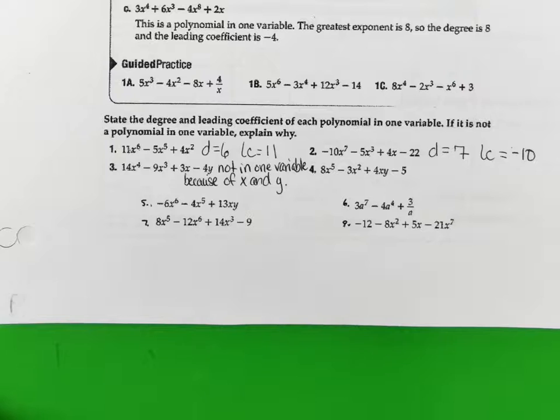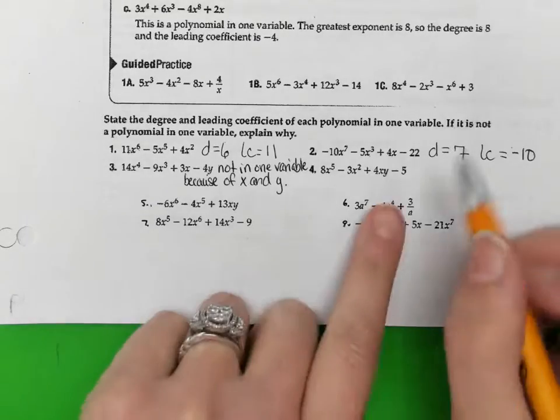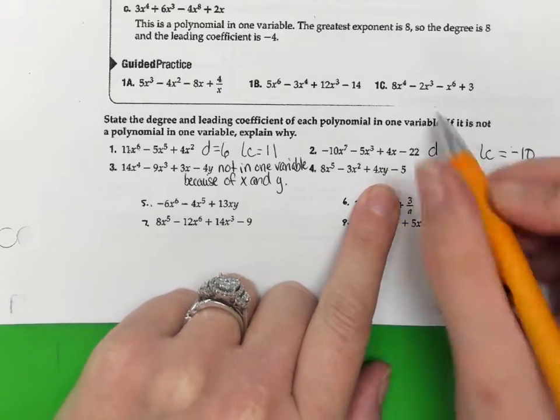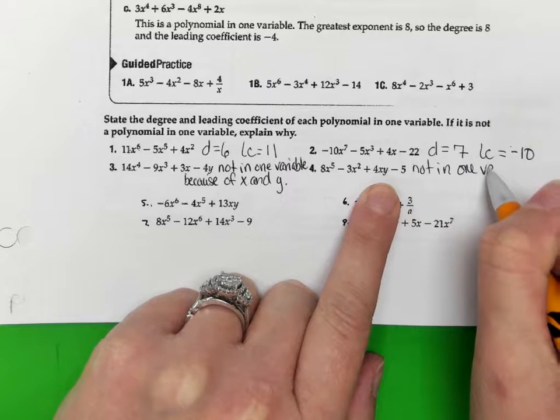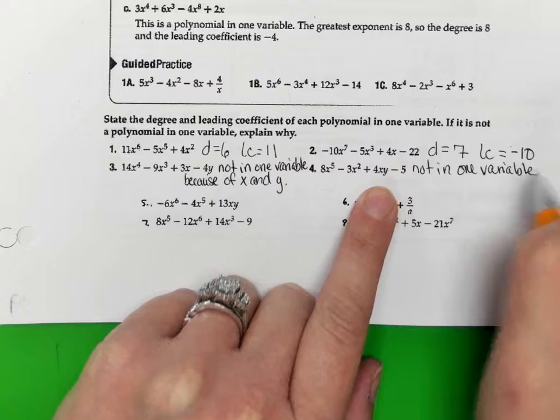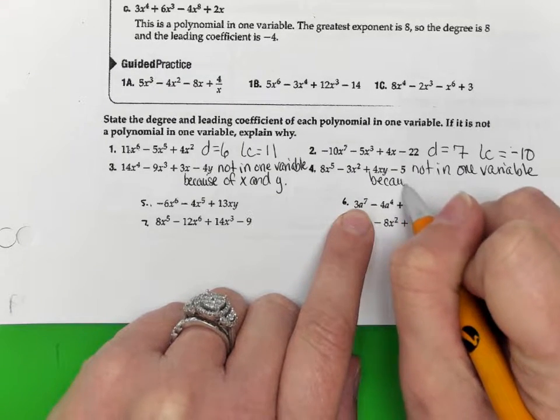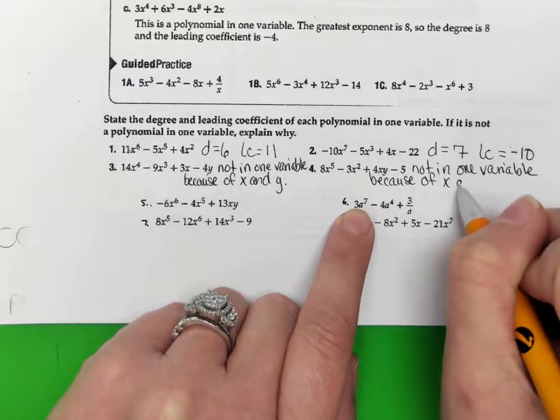Thank you. You can't find the degree because it's got 2 variables, right? All good? Alrighty, what about number 4? Same thing, right? Because look right here. It's got an x and a y together. So not in one variable because of x and y.